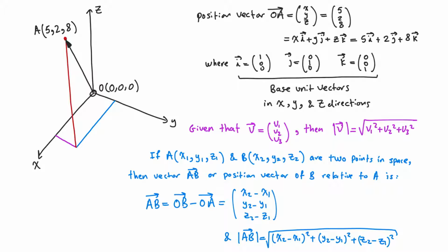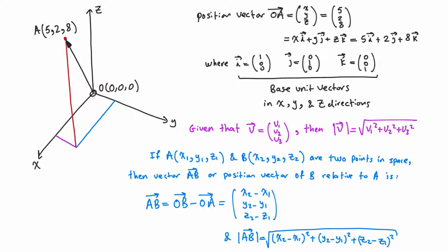Now, if we have a vector v, which has x component of v1, y component of v2, and z component of v3, then we can find its magnitude by taking a square root of v1 squared plus v2 squared plus v3 squared. So, for instance, for vector OA, the one in the diagram, its magnitude can be found by taking a square root of 5 squared plus 2 squared plus 8 squared.